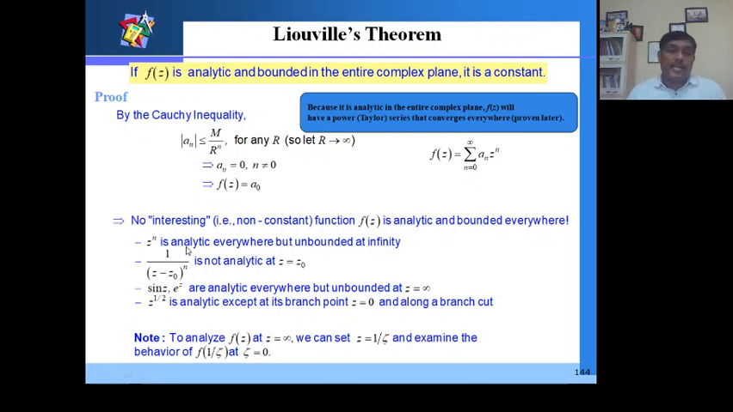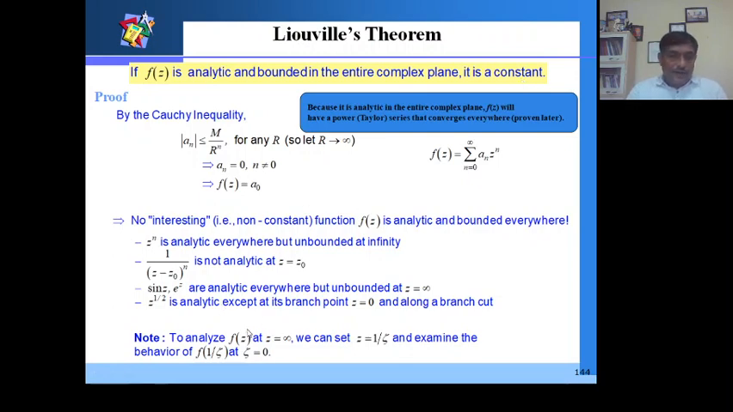Therefore, z to the power n is analytic everywhere but unbounded at infinity. 1 by z minus z naught is not analytic at z equal to z naught. Some examples: sin z and e to the power z are analytic everywhere but unbounded at z equal to infinity. z to the power of 1 by 2 is analytic except at the branch point z equal to 0 and along a branch cut. Here we must remember that any function f of z that is analytic and bounded in the entire plane must be a constant.